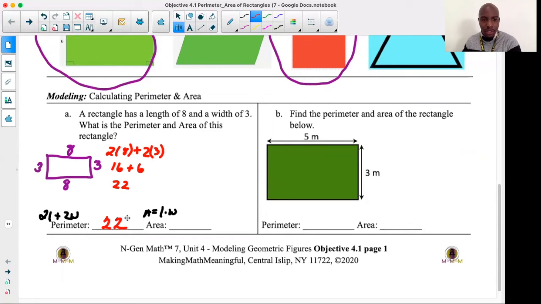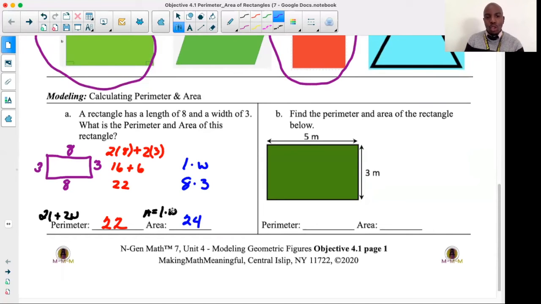Now notice here there are no units above, so I don't have to put inches or feet. There are no units, so just put 22 there. The area, however, and I'm going to use blue to represent area here, is going to be 8 multiplied by 3 because we know that's length times width. And 8 times 3 is going to give us 24. Okay. Notice that perimeter and area are very similar. They're very close on this particular rectangle, but that doesn't have to be true with every rectangle.